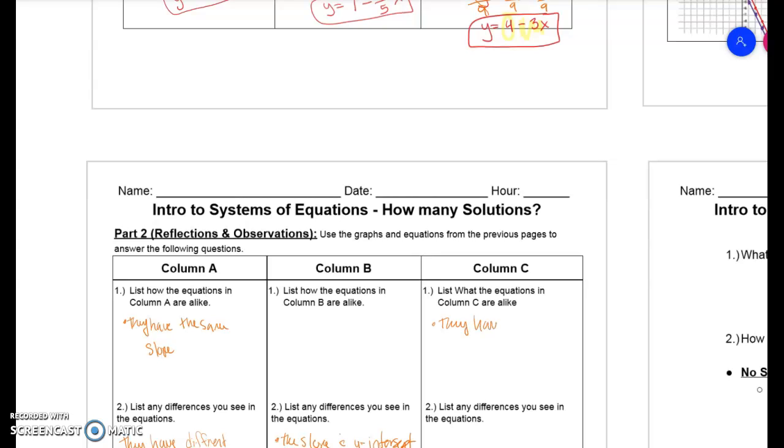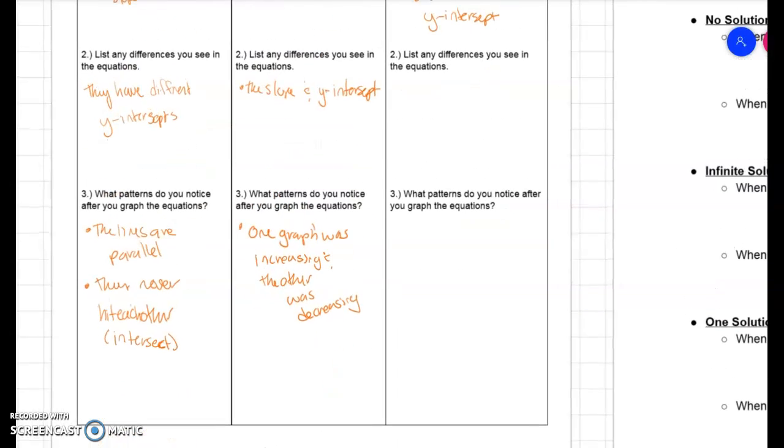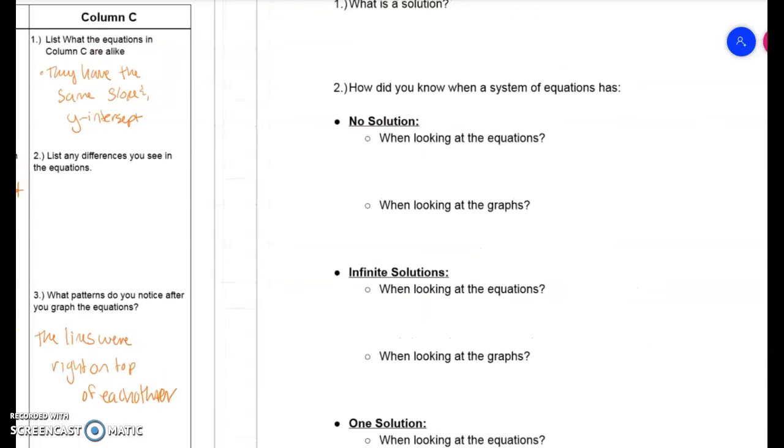So they have the same slope and y-intercepts. Okay, differences that we saw, we didn't really see any differences. Okay, and the patterns that we noticed after we graphed the equations, we can say the lines were right on top of each other. Okay, so let's move on to the words over here.